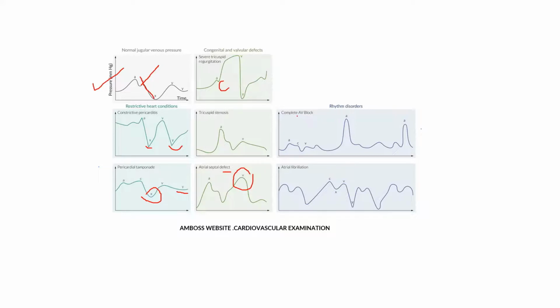Okay, now look at the complete AV block and explain to me this tracing. What are we seeing here? Giant A wave. Sorry? Giant A wave. Exactly. Why do we have giant A waves, which are intermittent? Complete AV dissociation. Yes. Because you have complete AV dissociation, intermittently you might have an atrium contracting against a closed tricuspid valve. That's why you get giant A waves, cannon A waves. These are cannon A waves. Okay? Good. And in atrial fibrillation here, the only thing that we are going to miss is the A. We will not see the A wave because A means atrial contraction, which is lost in AF.